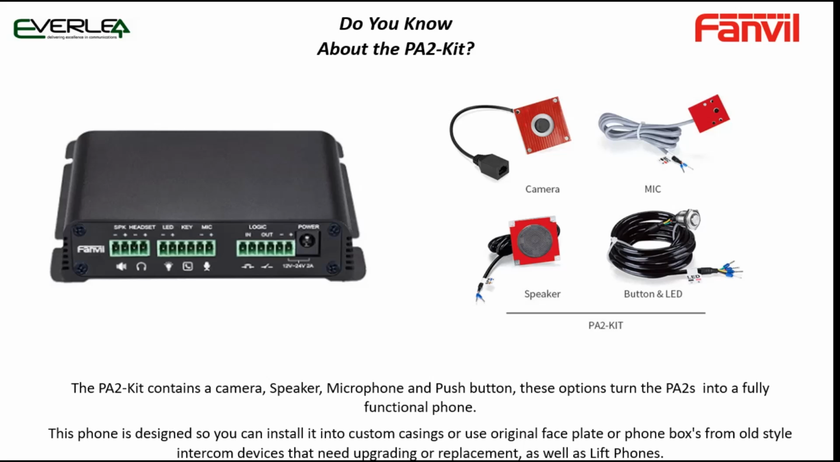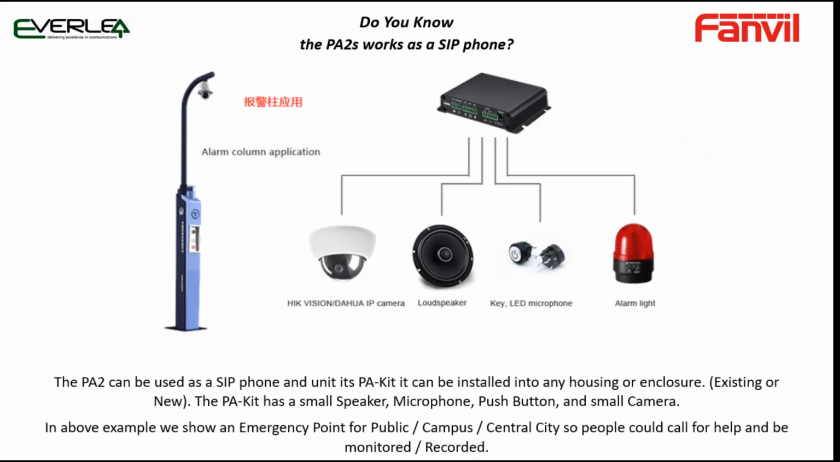This phone is designed so you can install it into custom casings or use an original faceplate or phone box from an existing intercom. This is an advantage if the customer has a custom faceplate made for a door, plaza entry gate, or lift phone. The PA2 and PA2 kit can be used as a SIP phone and installed into any housing or enclosure. In this example, we show an emergency point for public or campus students to call for help or assistance.